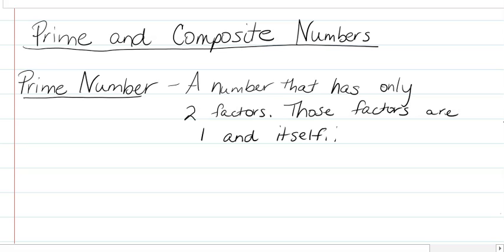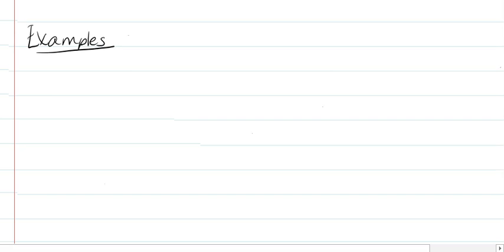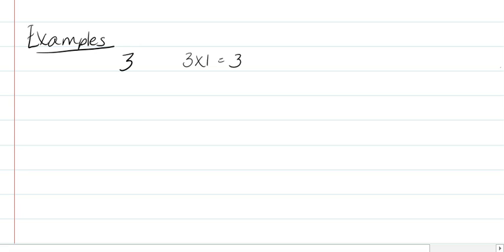So let's look at some examples of what a prime number would be. Let's take the number 3. If you think of what times what gives you 3, the only thing that gives you 3 is 3 times 1. So 3 is a prime number. It is prime because the only two factors, remember a factor is something that you multiply together to give you this number. So another example of a prime number would be 11, because the only factors are 11 times 1. So it is prime.